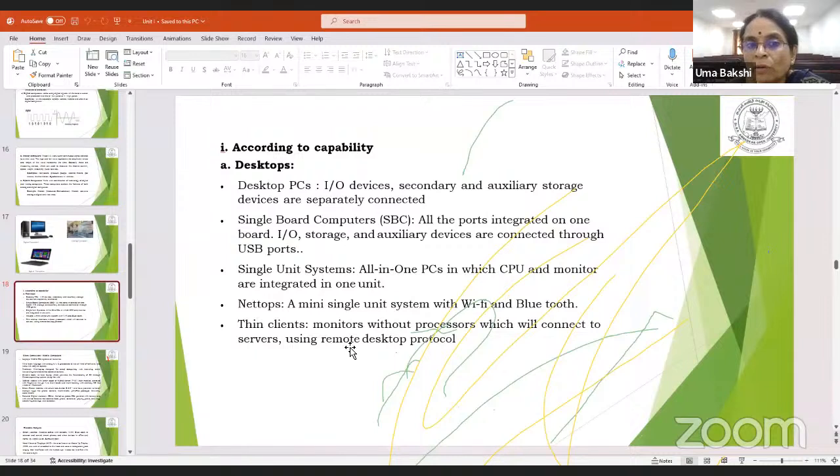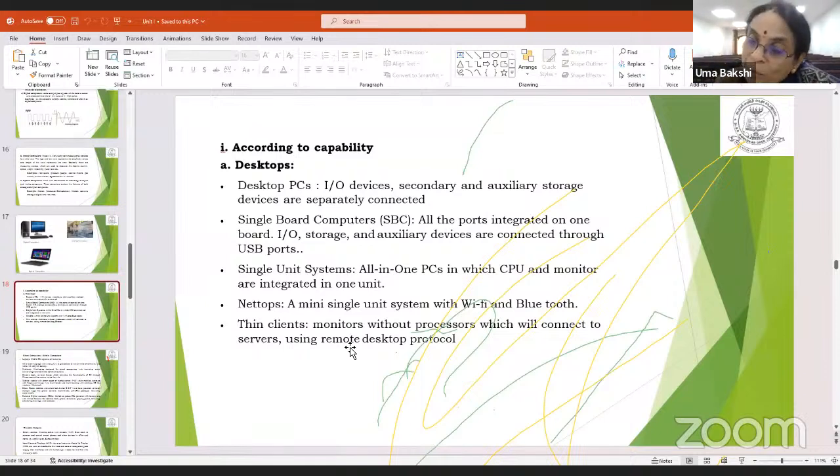Then we have, according to the capability, desktops. Your desktop, whatever you are using, has the IO devices, input-output devices, we call them. Secondary and auxiliary storage, you have inbuilt storage also, you have external storage also.